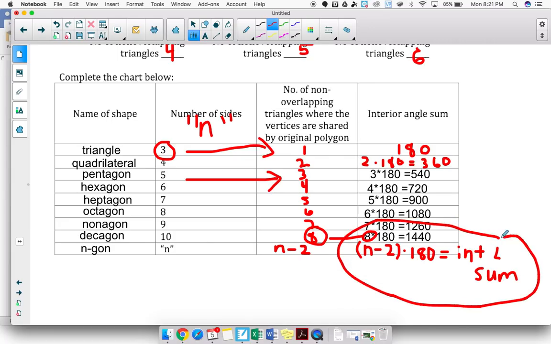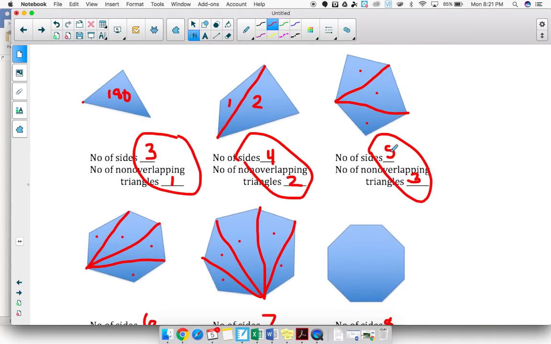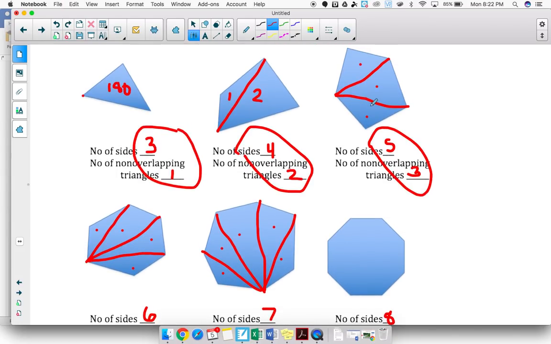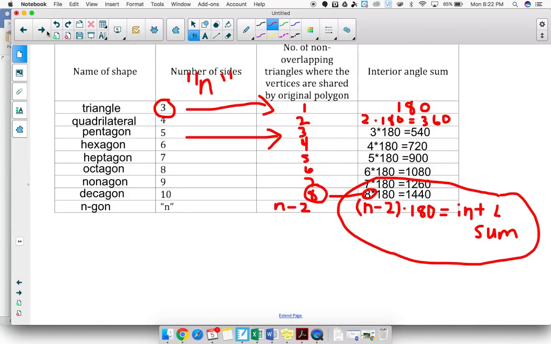You want to kind of, I don't want to say memorize, because really, as long as you understand the triangle concept, there's always going to be 2 less triangles, because you're never drawing the triangle to the neighboring sides. You're drawing it to everything but the neighboring side. So that removes 2 of the sides.